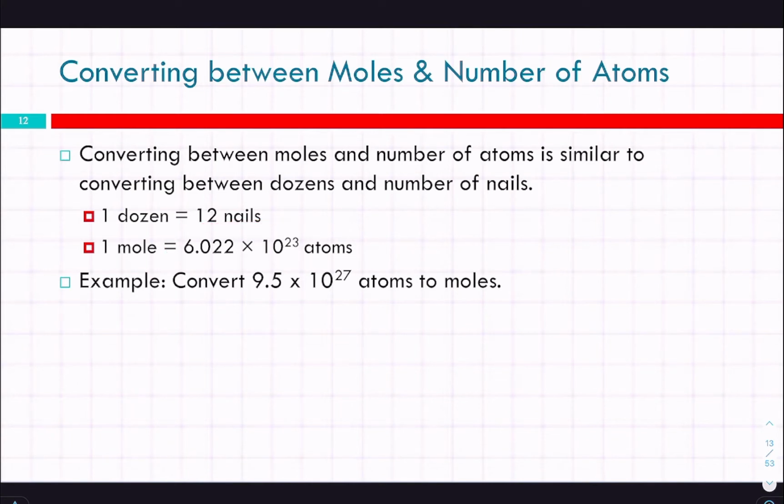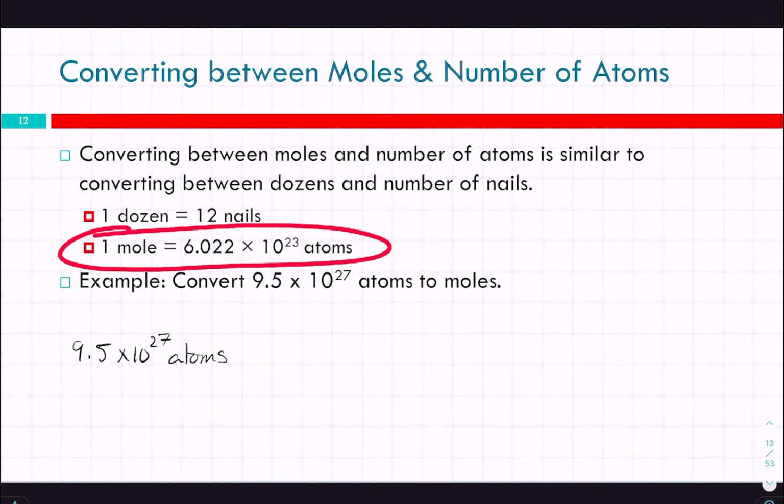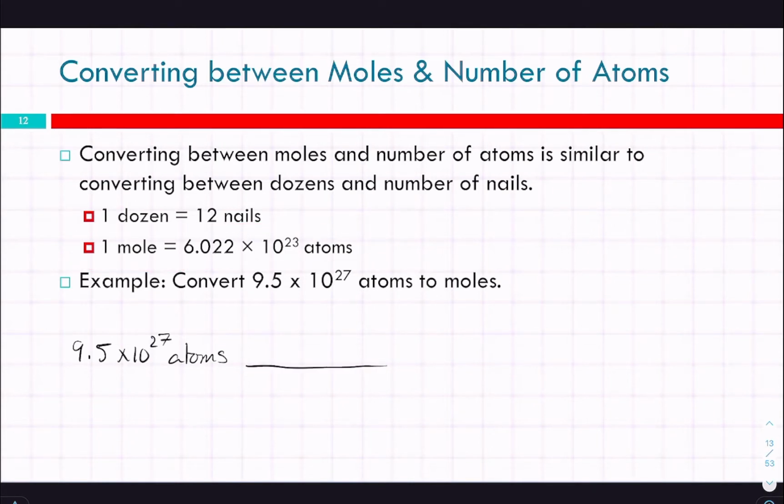So we can take our 9.5 times 10 to the 27 atoms. We can use this conversion factor: 1 mole equals 6.022 times 10 to the 23 atoms. Because we want to cancel out the units of atoms here, we have 6.022 times 10 to the 23 atoms is 1 mole.